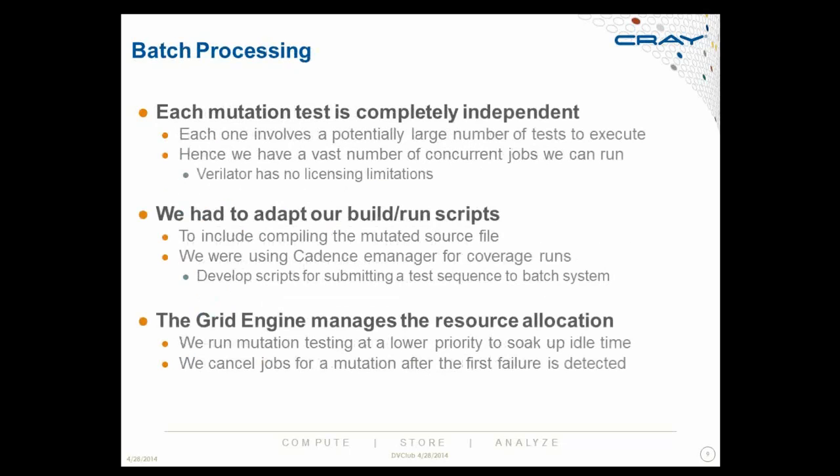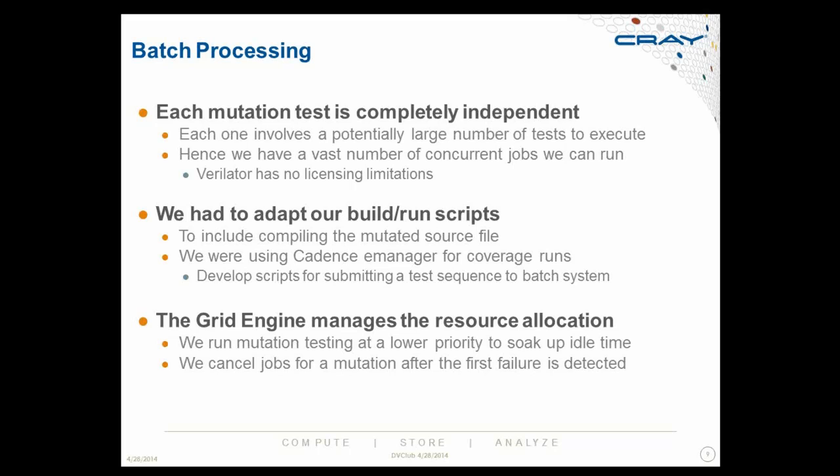Batch processing. As people know, each mutation test is completely independent, or should be. Each mutation that you apply can lead to a large number of tests that you want to run, so we have a vast number of concurrent jobs that we could run. With Verilator, we've got no licensing limitations, and we can run all of those concurrently. With a commodity rack like we were building, we could get maybe 500 cores in a 19-inch rack. So we also had to adapt some of our build and run scripts to make this work.